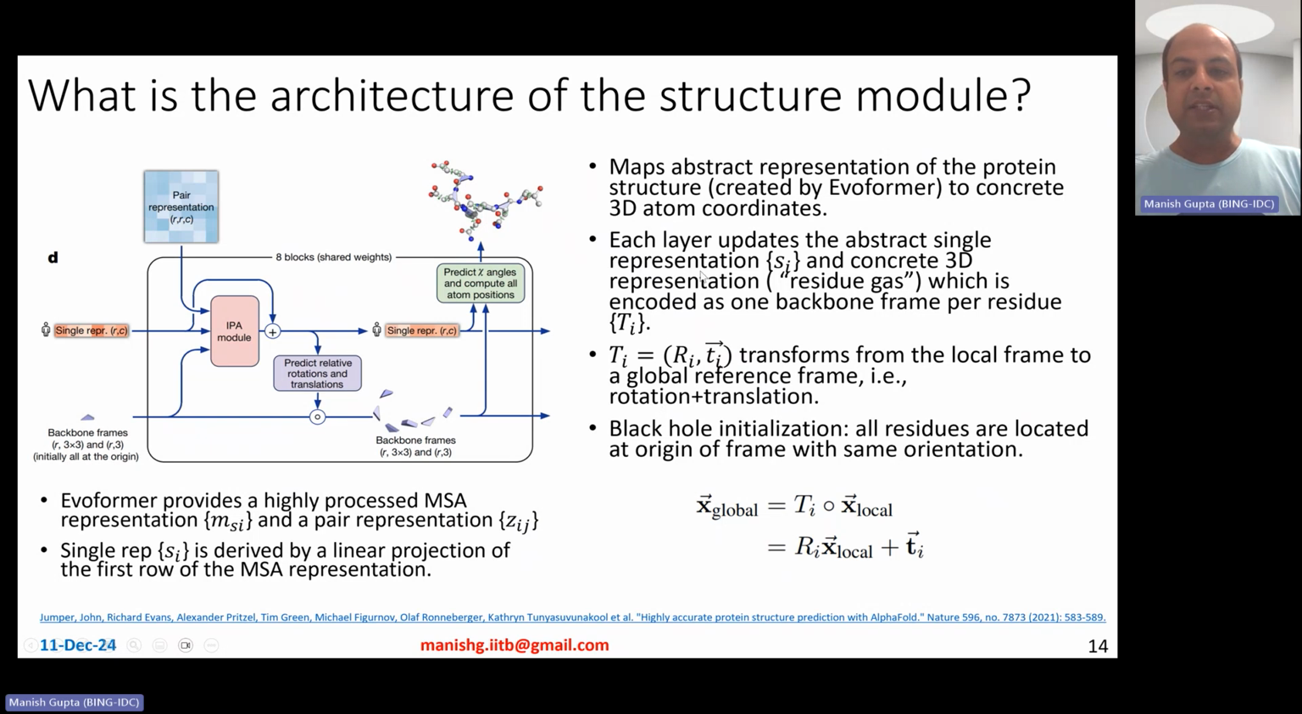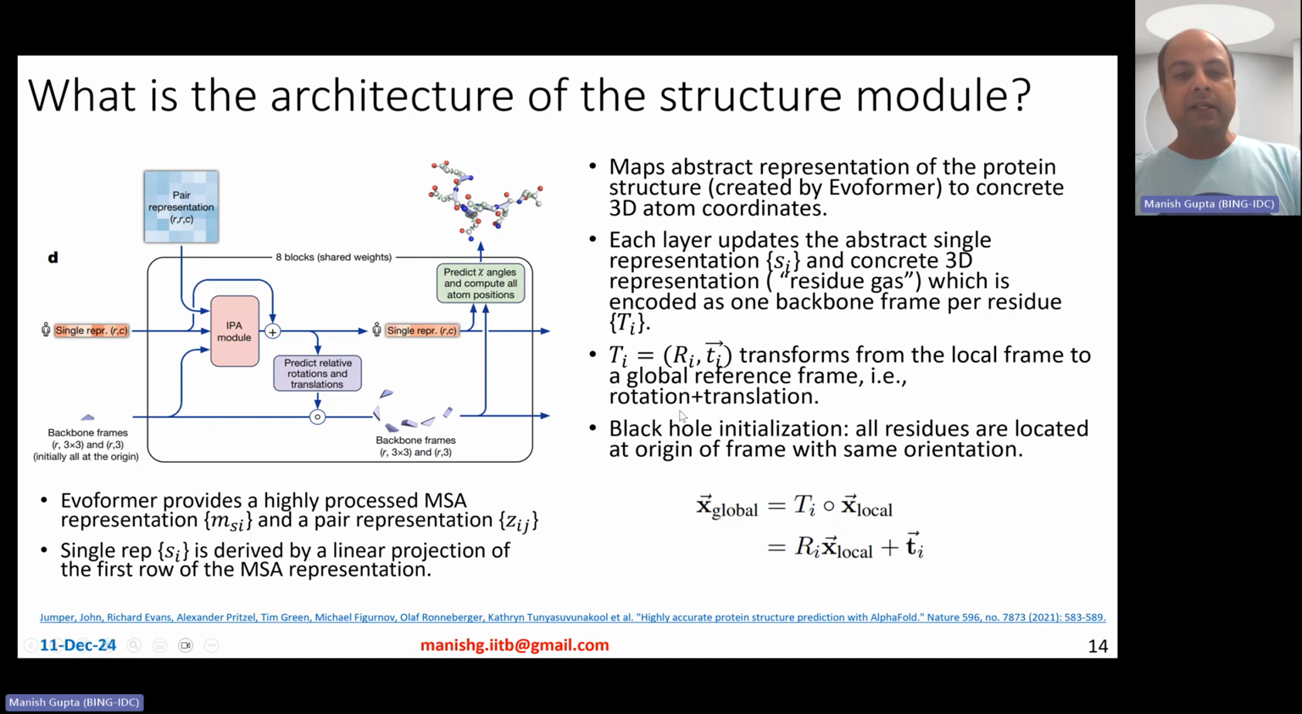So that's that. Essentially, residue gas is encoded in the form of what is called TI, and it's one backbone frame per residue. So if you had 256 residues, for each of them you would have a backbone frame, TI, which is predicted here. And as I mentioned, TI comprises two things: rotation and translation. Translation tells you how translated from the origin this backbone is, and rotation tells you how it is rotated. Rotation is a 3x3 matrix, and the translation is just a bias, just three numbers, XYZ.